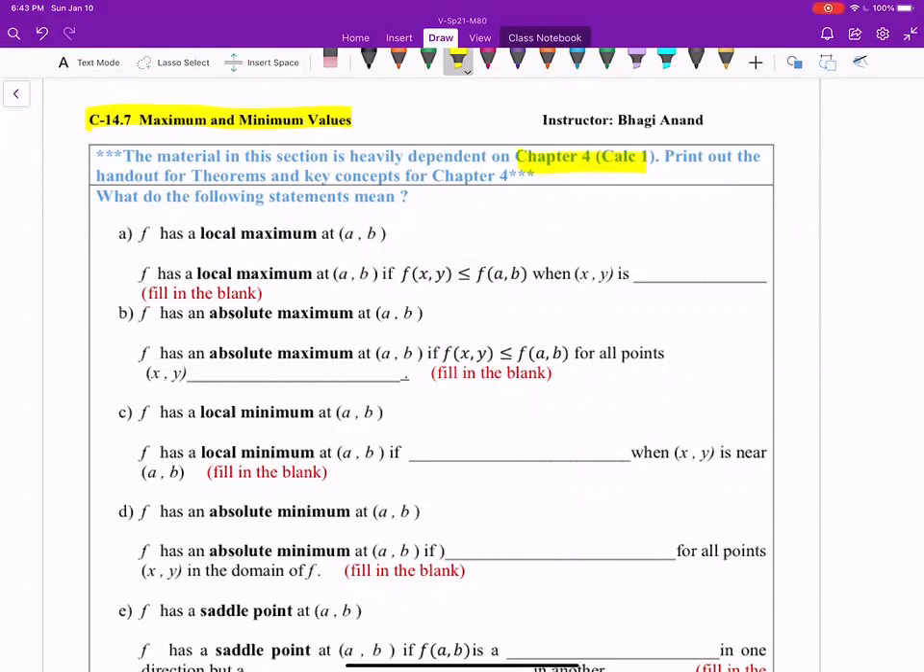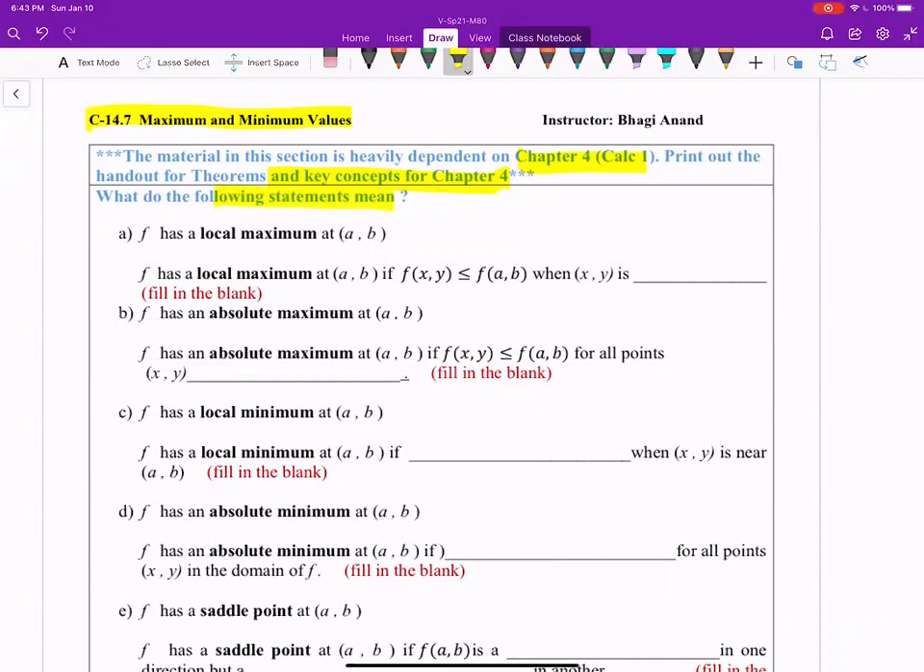So I have posted the handout for theorems and key concepts for chapter 4. If you have a printout of that and you have it handy, then it will be helpful to follow the material for multivariables. What do the following statements mean?